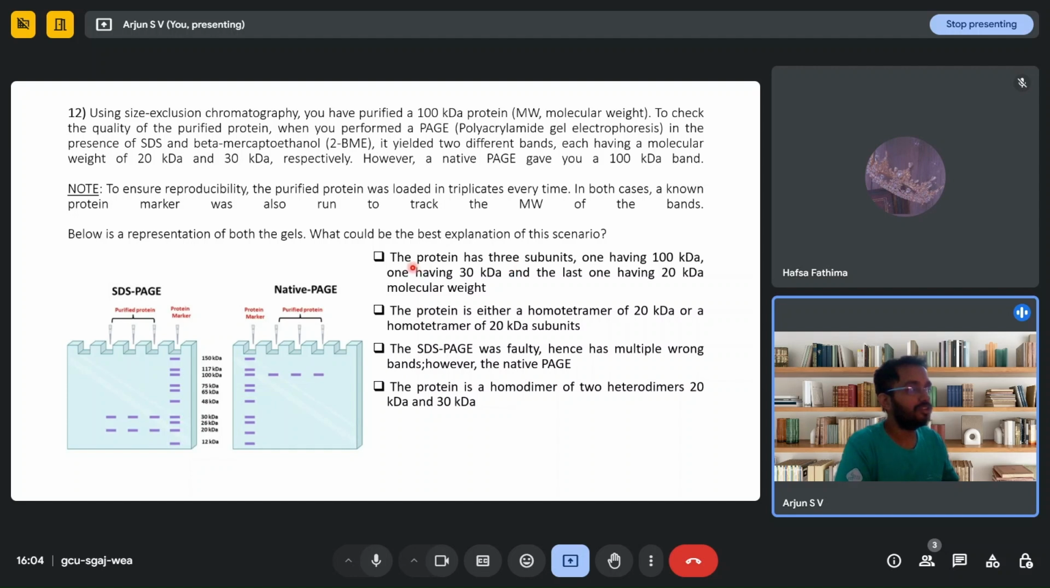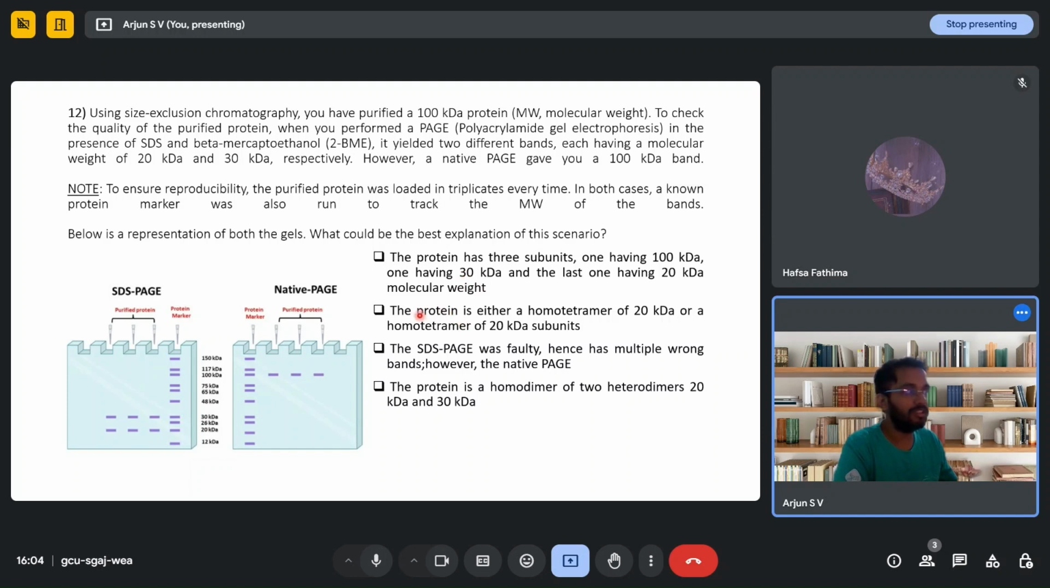So the first option is the protein has three subunits, one having 100 kDa, one having 30 kDa, and the last one having 20 kDa molecular weight. If that is the case, then the SDS page should have had a band in the 100 kilodalton range, and the native page should also have two bands at 30 kilodalton and 20 kilodalton. So this option will not be holding true.